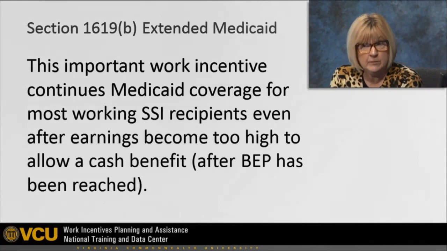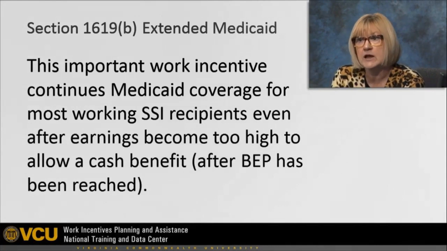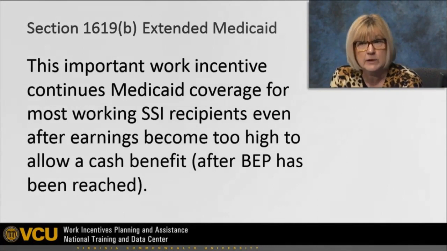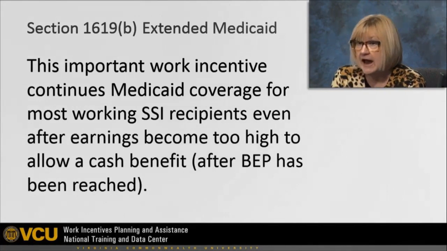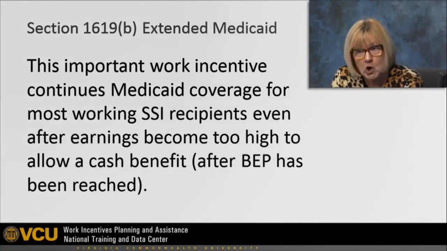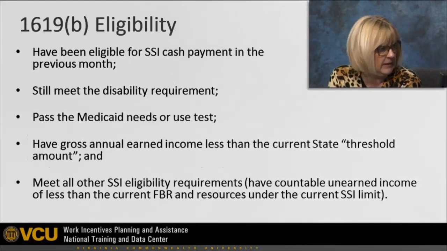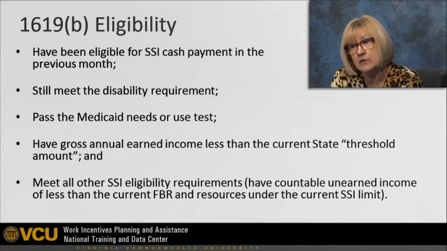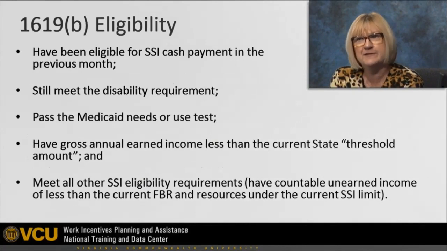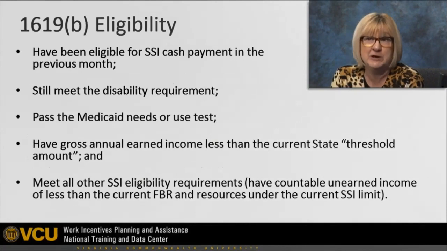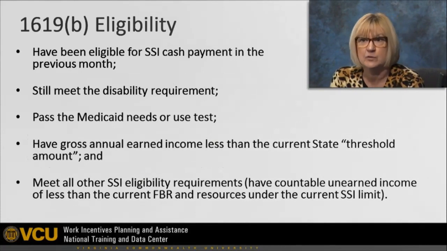Now, this important work incentive, 1619(b) is what we call it, allows eligible individuals to retain their SSI-related Medicaid indefinitely after the loss of the SSI cash payment as long as certain requirements are met. So it's not for everyone, you have to meet requirements, but you'd be amazed at how many people meet this. And here on this slide are the requirements, and they're not hard to meet. First of all, you have to have been eligible for SSI cash payment in the previous month. So this isn't a tricky way to get Medicaid when you didn't already have SSI-related Medicaid, is really what that means.